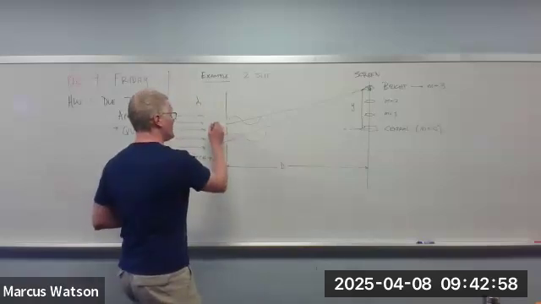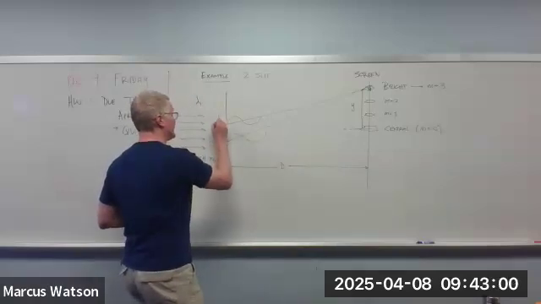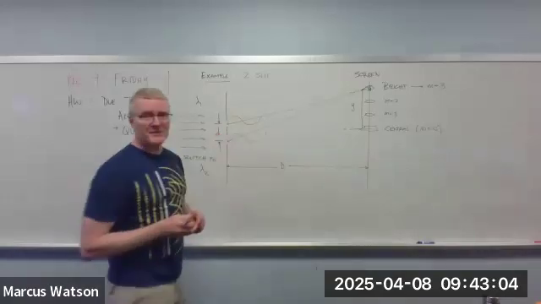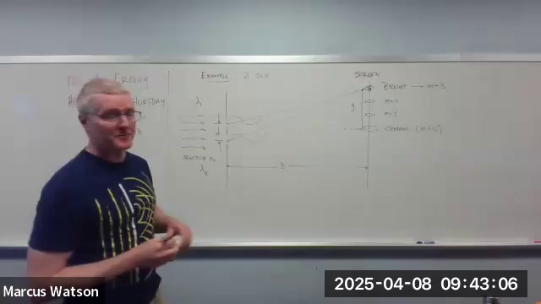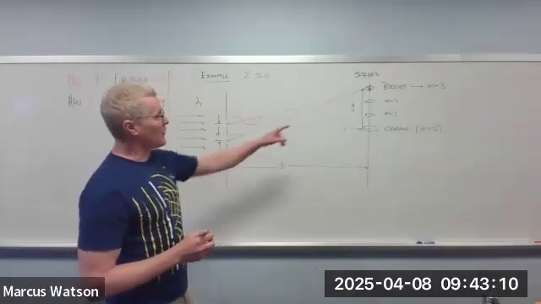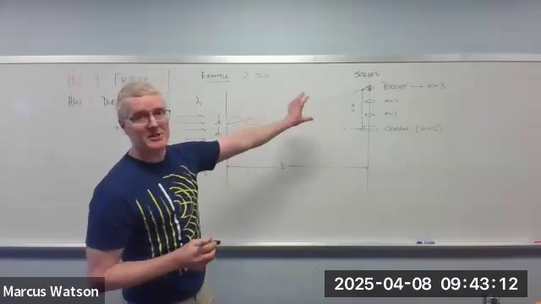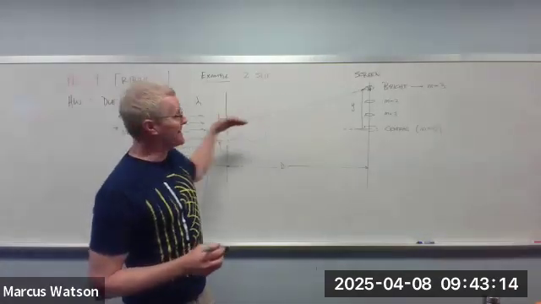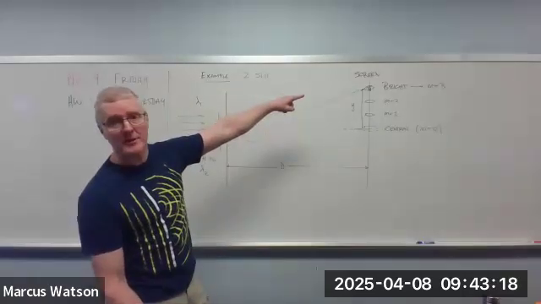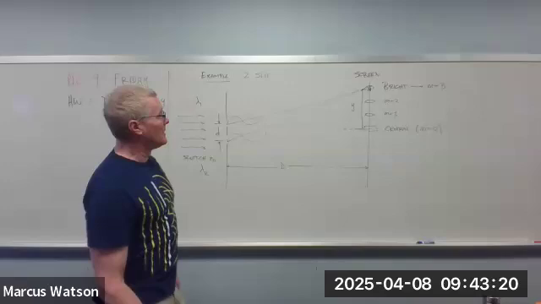Okay, we're going to call this distance little d here, and that's fairly standard. That's the slit spacing. Capital D is the screen to slit distance, and y will be the distance on the screen from the central axis where I'm going to measure to find the third bright fringe in this example.